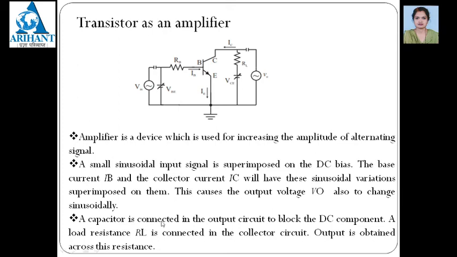A capacitor is connected in the output circuit to block the DC component, so that we get only the AC at the output side. And the load resistance RL is connected in the collector circuit, and the output is obtained across this load resistance RL.